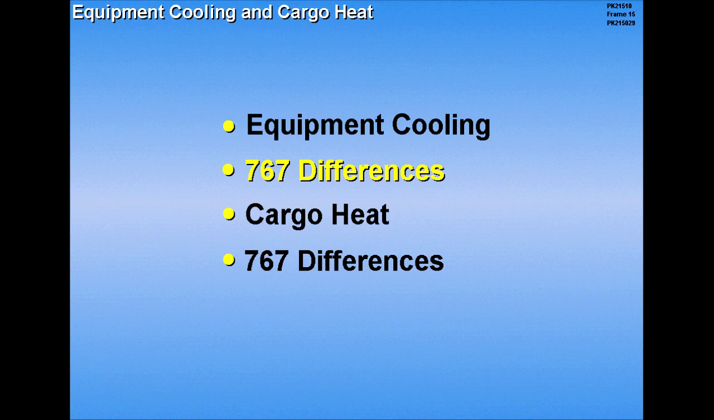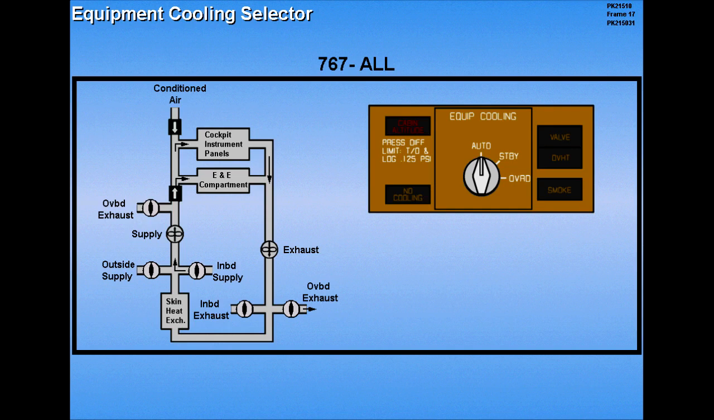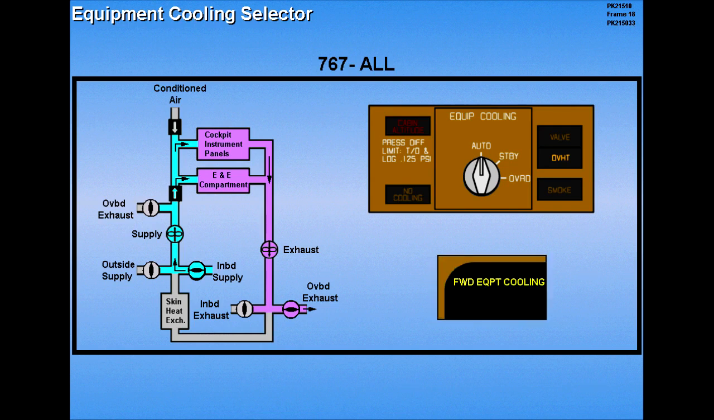Now let's look at the 767 differences for the equipment cooling system. The 767 has 3-position equipment cooling selectors. The auto position allows the system to operate automatically and provides the most efficient mode of cooling. The equipment cooling overheat light will illuminate if the electronic equipment is not adequately cooled, accompanied by the associated ICAS advisory message.